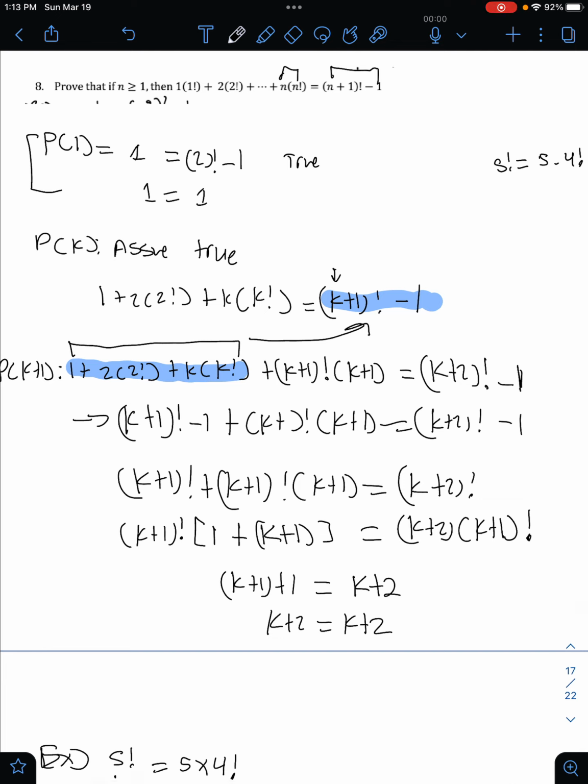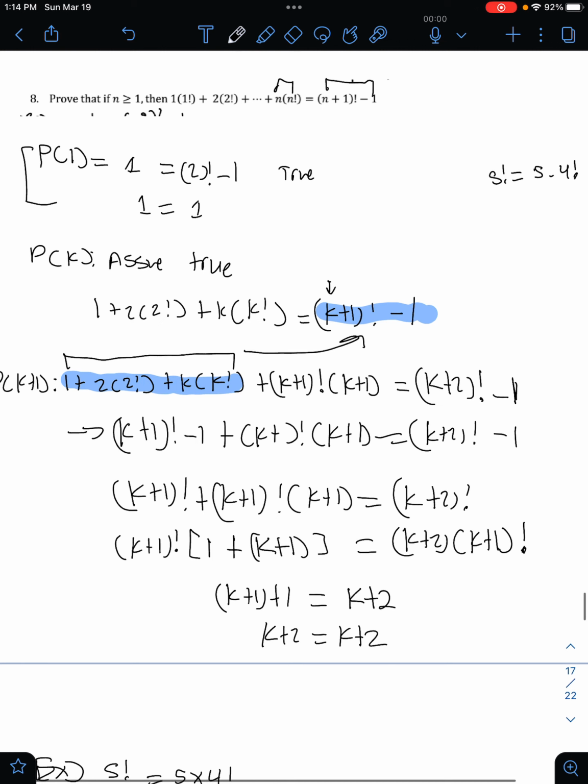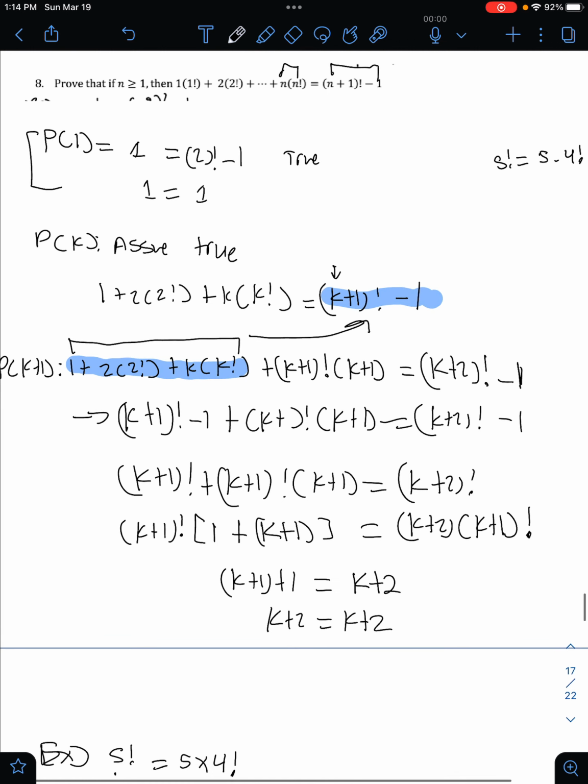Now we're going to make a new substitution, and we're going to call it k plus 1. Basically we're going to do the same thing. Here, we're going to add our k plus 1s in, so wherever there's a k, make it k plus 1. On our right-hand side, we'll have (k plus 2) factorial minus 1, putting a k plus 1 in there.